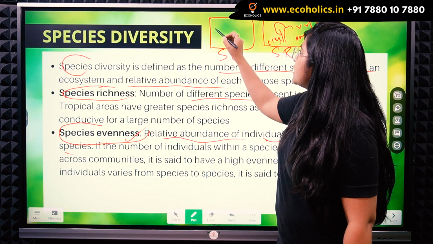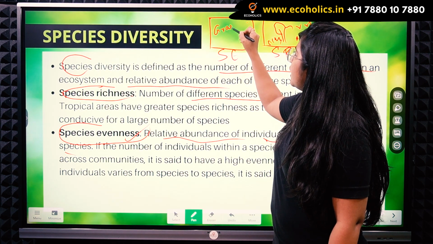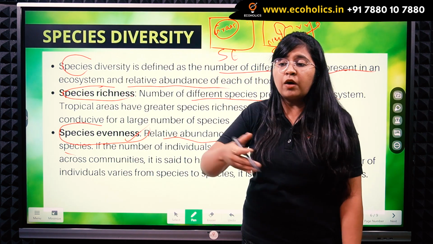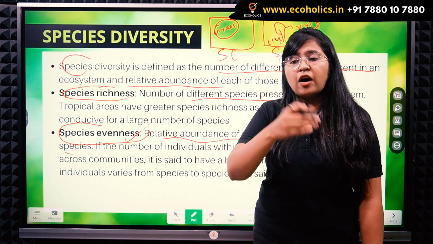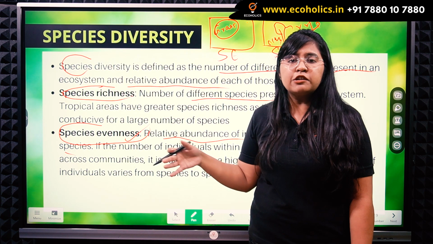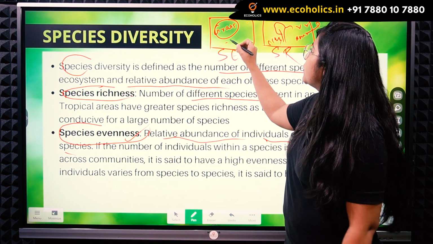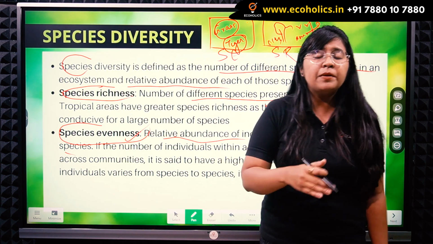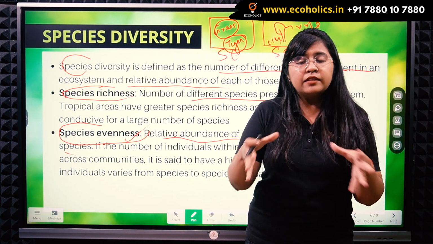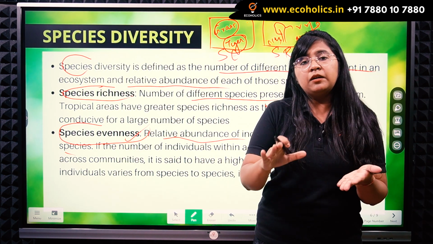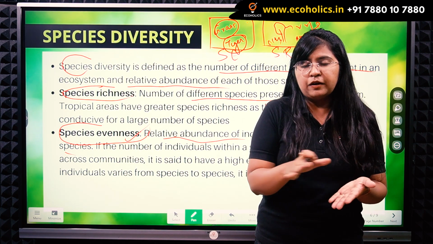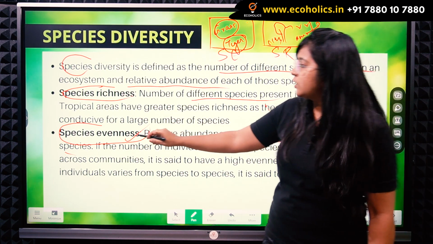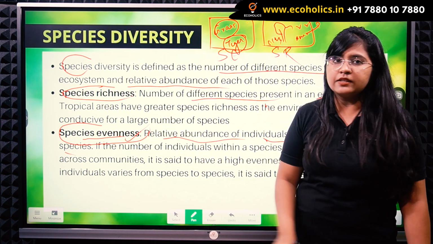So if I just talk about grass in that forest, I would like to know how much unit or what is the individual units of that grass. If I am talking about tigers, then I would like to know how many tigers are present in that particular forest. So that represents species evenness.